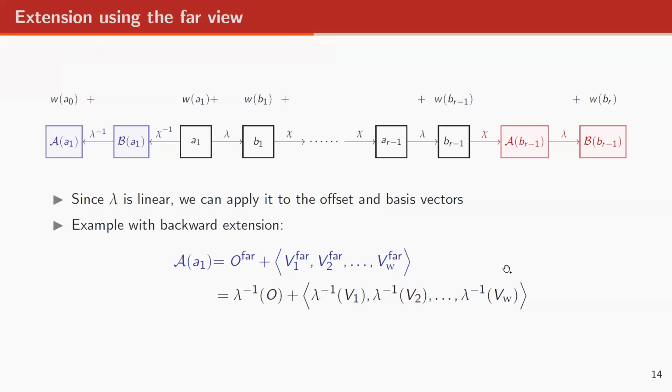And now if we look back at our extension, when we do extension, the weight depends on the value that we have at the input of lambda. So we actually need to explore this space. And we can do it because, since lambda is linear, we can simply get a representation of this state by applying the inverse of lambda to the offset and basis vectors of the space B. So concretely, we generate differences directly at the input of lambda.